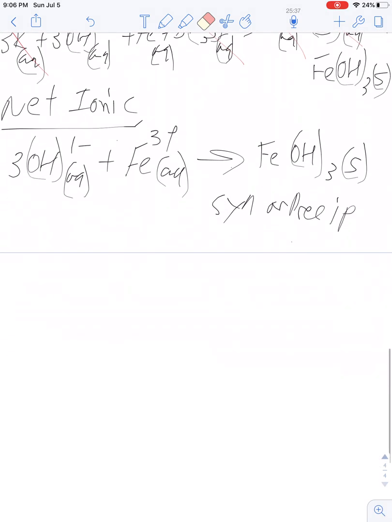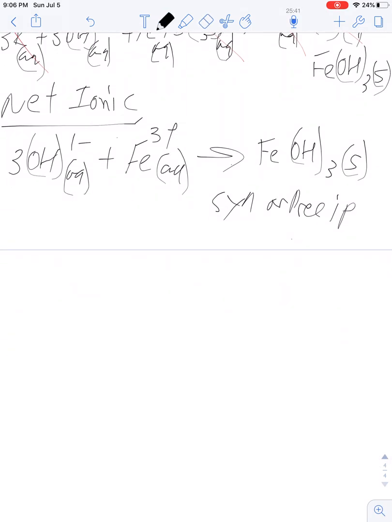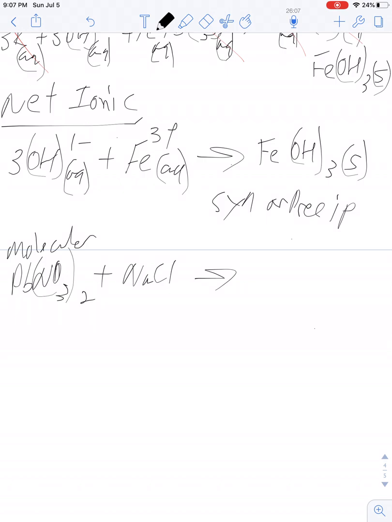Okay, so let's just try one more real quick. Let's do lead nitrate with sodium chloride. So the molecular equation would appear to be a double displacement reaction. The sodium would bond with the nitrate, and the lead would bond with the chlorine.